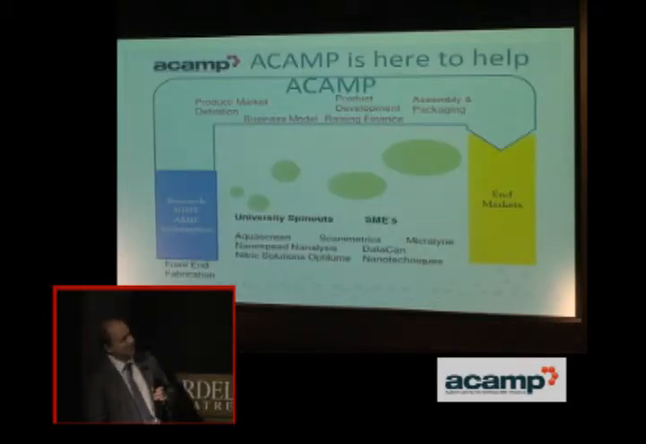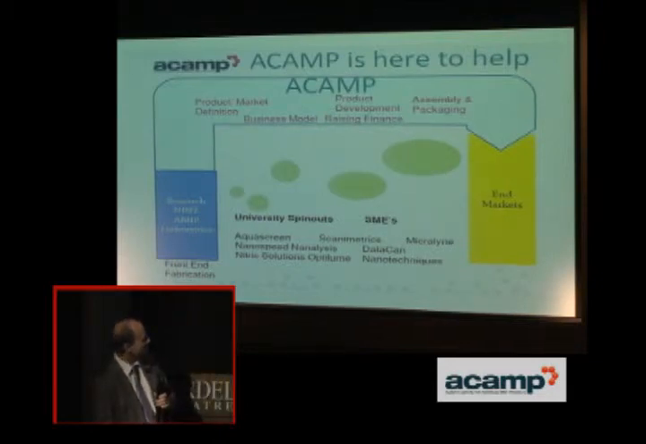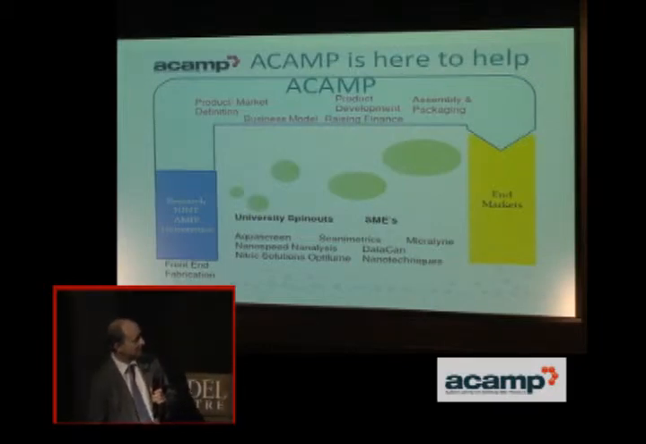So ACAMP was really put together to address all those issues. And this is what we try to do. So we work between typically the research base. We work with all the spin-outs that are emerging out of the research base and some of the more mature companies to help them develop new products that will find a successful place in an end market. And we provide a bunch of different services that we think are needed to help that happen.